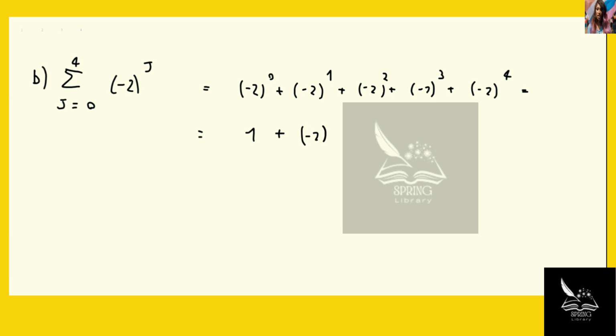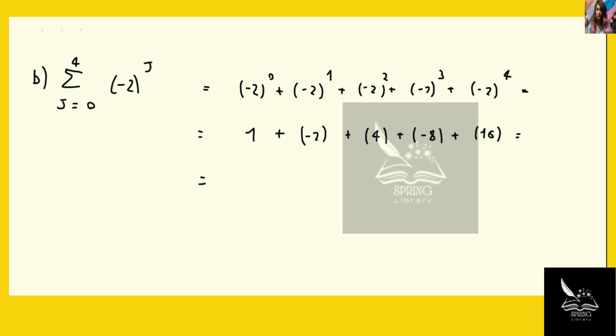Then we have the sum j that goes from 0 to 4 of minus 2 to the power of j. So again, this is minus 2 to the power of 0 plus minus 2 to the power of 1 plus, well, let me write all of them. All right. So now this is 1 because every number to the power of 0 is 1. Then we have minus 2 to the power of 1, which is minus 2. Minus 2 squared is plus 4. Minus 2 cubed is minus 8. And then minus 2 to the fourth is plus 16.